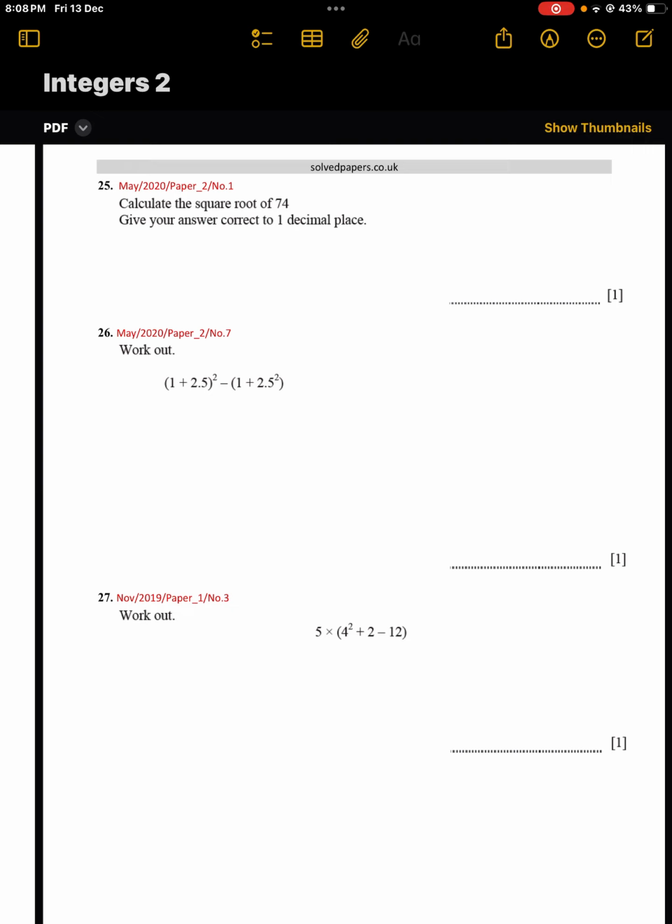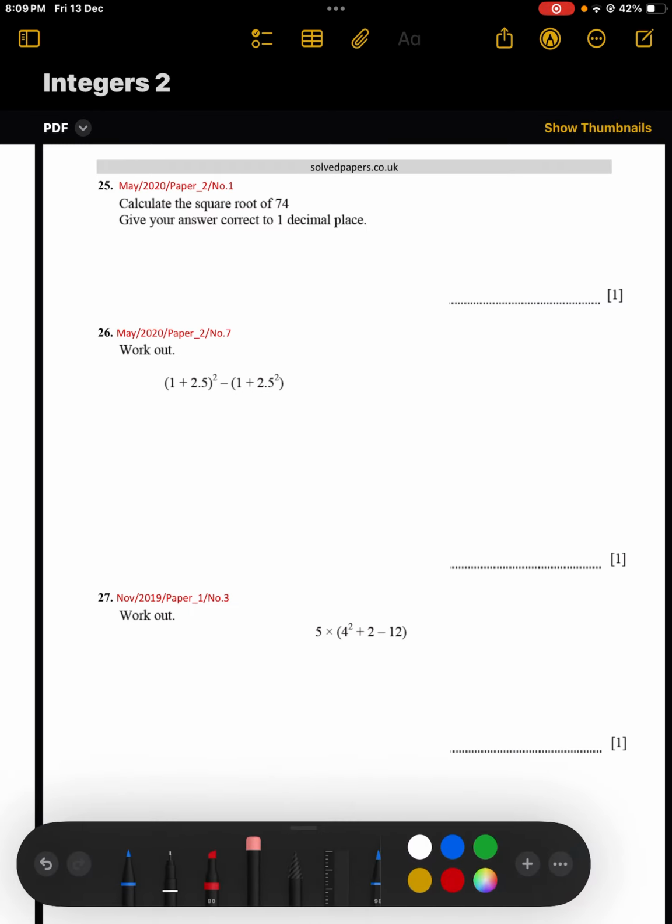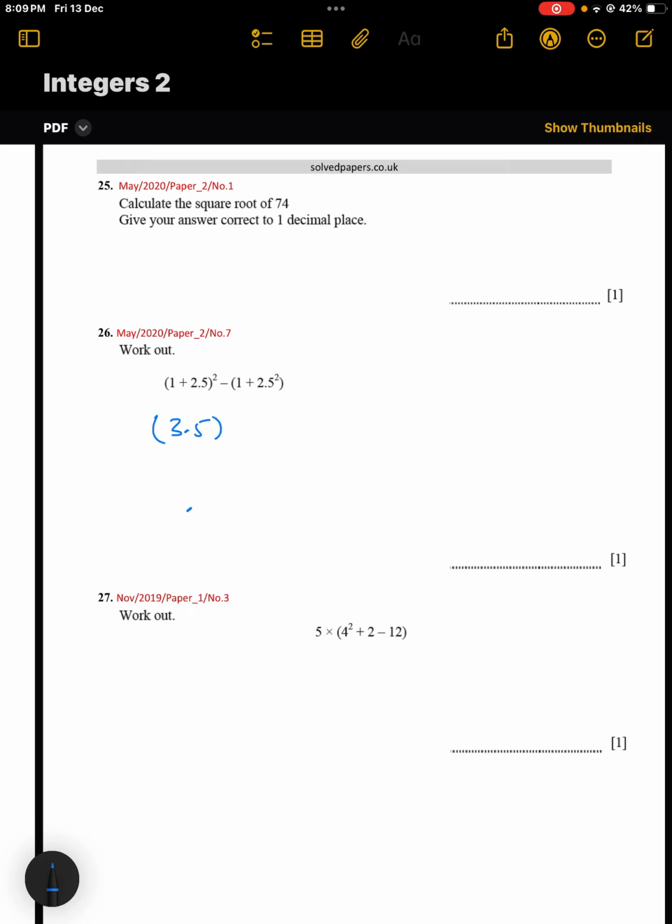Okay, now moving to question number 26. In question number 26, they are saying 1 plus 2.5. According to the board maths, we must solve the bracket first. So this will be 2.5 plus 1 will be 3.5 squared, minus 1 plus, okay, it will come as it is because in the bracket there is a power over it.